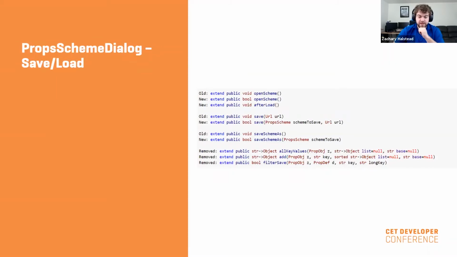Then we have save scheme as. This now returns a Boolean for whether it's successful or not and takes in the scheme that you want to save. Then we have all key values. This was removed, add was removed, and filter save. These were all methods that were removed from the saving and loading pipeline for the prop scheme dialog.